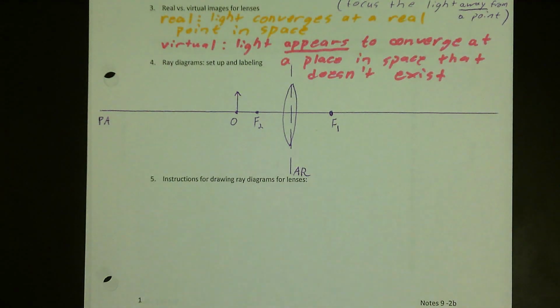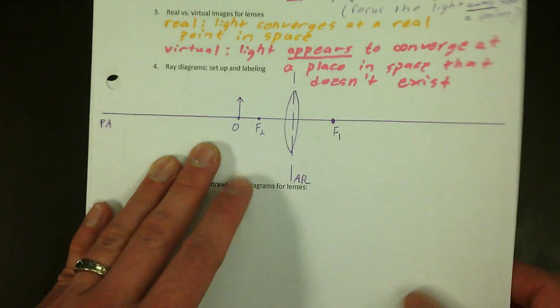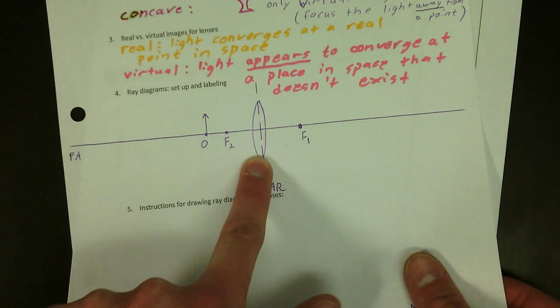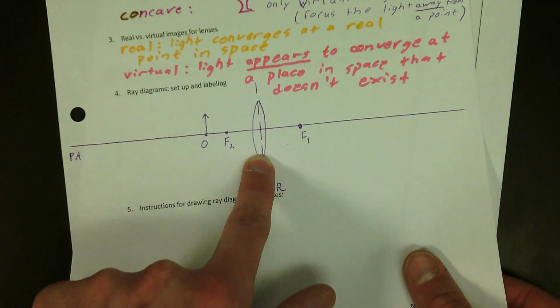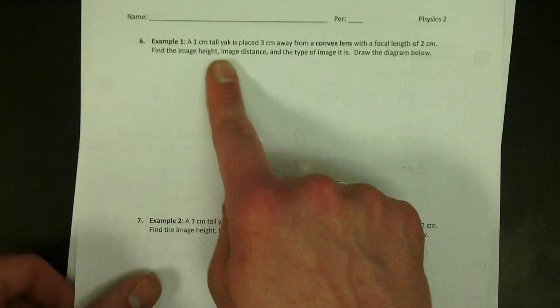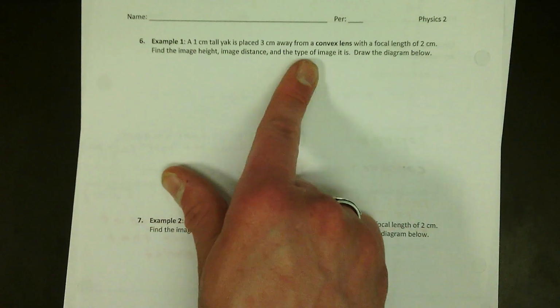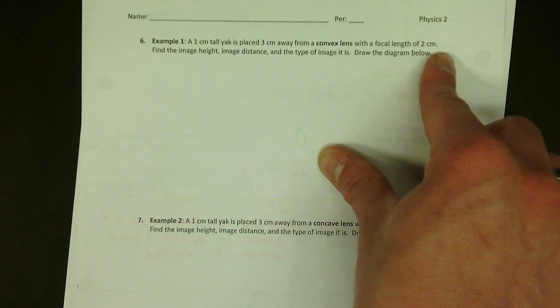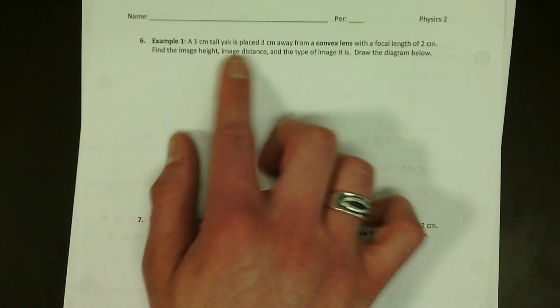Okay, I want you guys to try the setup, because I didn't tell you what these numbers are, so you may not have put them at the exact right place. I want you to try the setup for number 6. I gave you the specific numbers: a 1 centimeter tall yak, 3 centimeters away from a convex lens with a focal length of 2. Find the image height. Don't worry about that yet. For right now, just do the setup. See what you're able to come up with on your own.